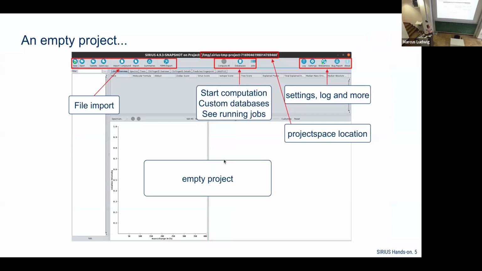Oh no, it looks better again. So this is how the graphical user interface more or less looks to you. Sirius is not only about the graphical user interface, but today we will only look at the graphical user interface. We also have a command line tool, which is not so nice for hands-on, but it's great for running computations on a server. On the left-hand side, you have your file import, where you can import whole project spaces, mzML, MGF data. In the middle, you have the part where you can start computations or introduce new structure databases, and on the right, you have some settings and log.